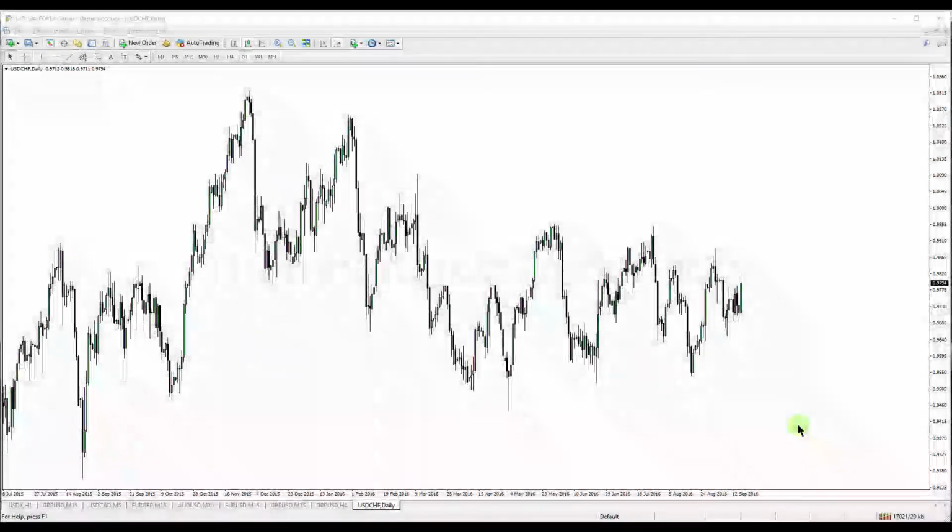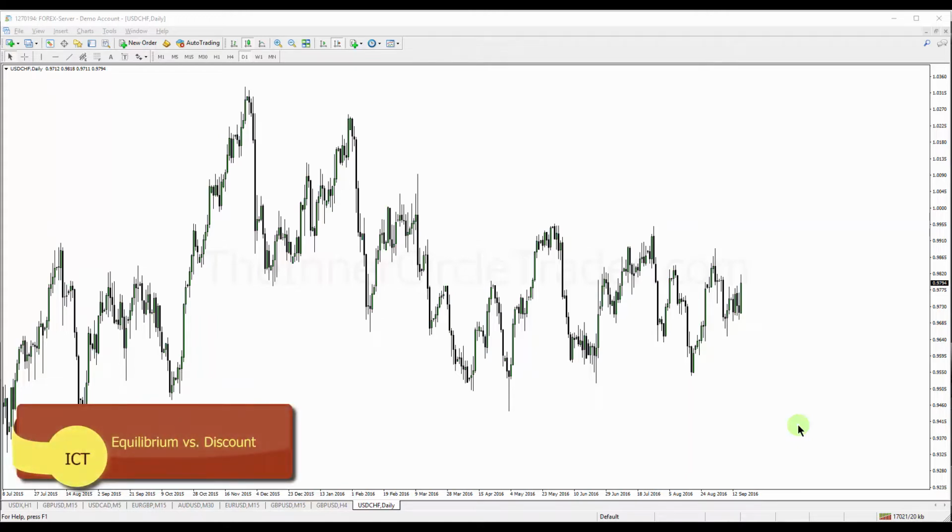Folks, this is the fourth of eight installments for the first month of the ICT Mentorship. We are covering equilibrium versus discount.